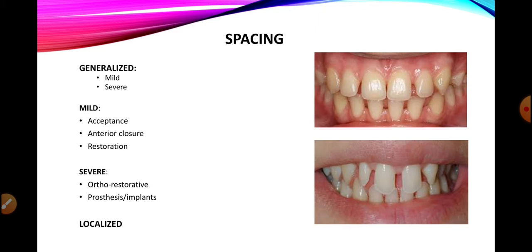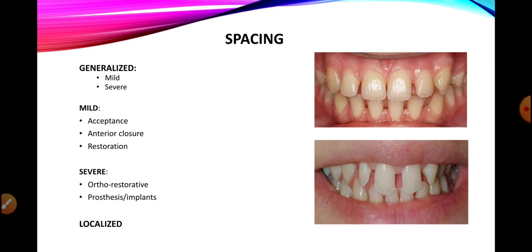So either acceptance or the anterior closure with a bonded retainer. Alternatively, if the teeth are narrower than average, if they do not have a proper crown height to width ratio and they are narrower, then in those cases composites or porcelain veneers can be used to widen them, or restorations can be used to widen them in cases of mild generalized spacing.